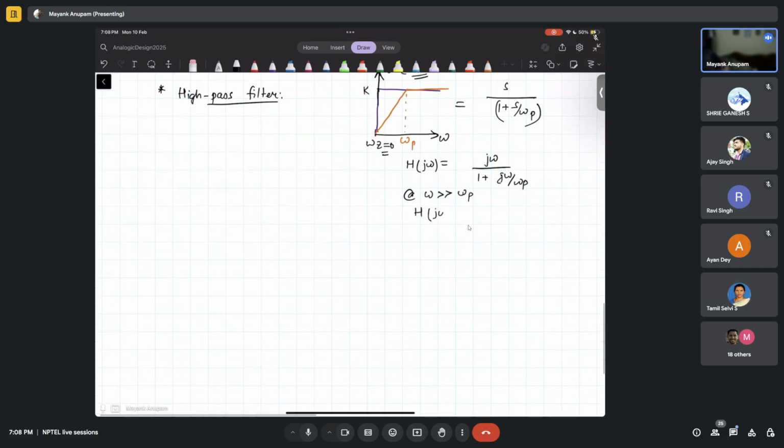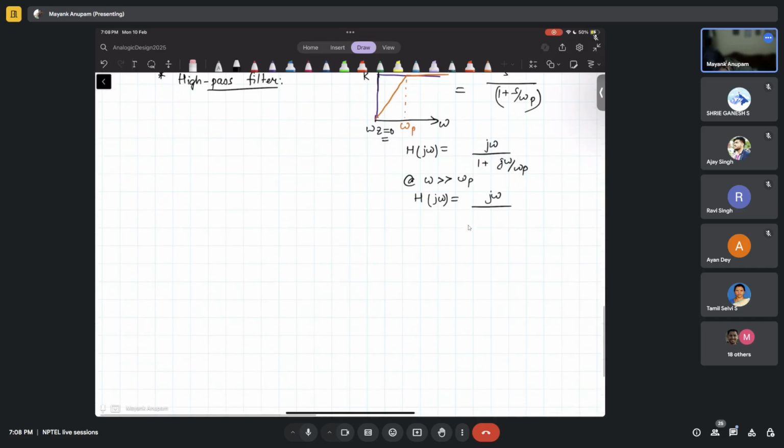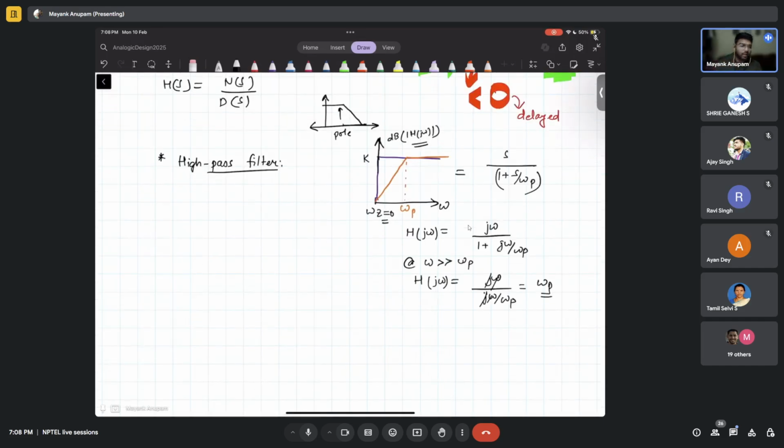H of j omega is equal to j omega divided by, so you can ignore this one, right? Yes, you can ignore this one at that point. So this will actually cancel and omega will also cancel. So H of j omega will actually become omega p. So it becomes a constant, right? At very high frequency, it becomes a constant which is equal to omega p.